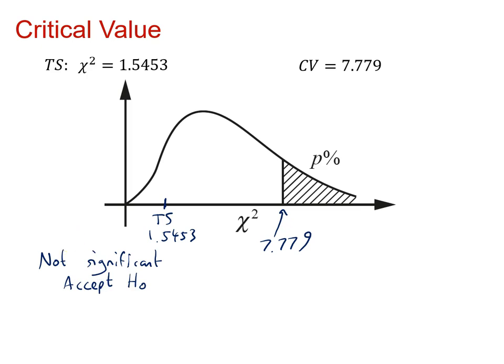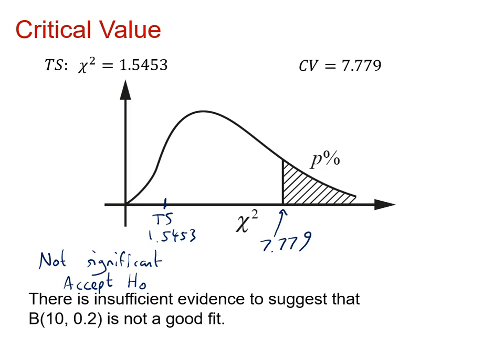So our conclusion: there is insufficient evidence to suggest that the binomial distribution with 10 trials, 0.2 probability of success is not a good fit. Note that there is not evidence that this is a good fit. This is the reason why we only try to fit models with a good contextual basis, because we are not proving that it is a good fit.